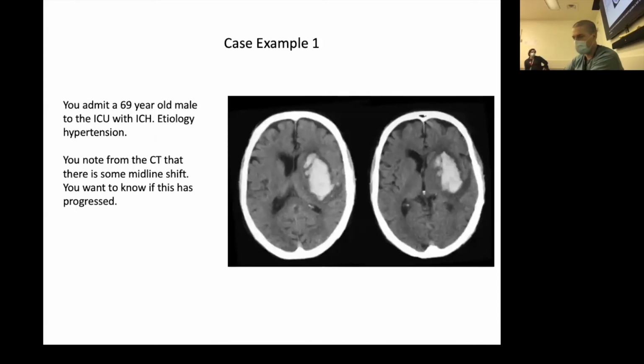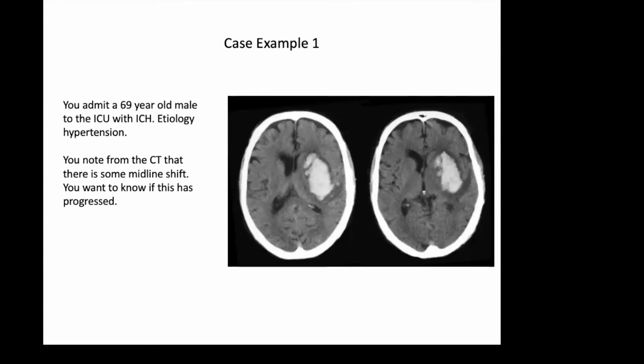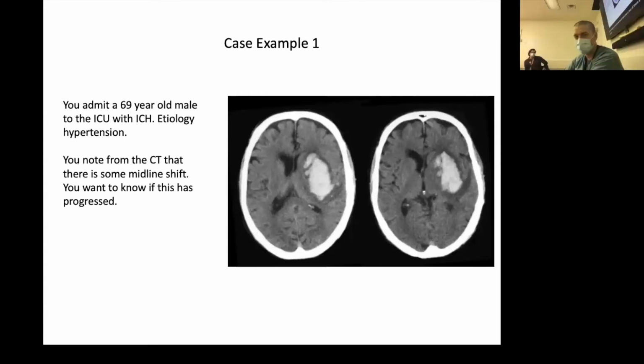So case example one, I'm sure we see at least one or two of these a day. 69-year-old male admitted to ICU with intracranial hemorrhage. Etiology, as it always is, hypertension. And you note on the CT that there is some midline shift, and you are curious if that midline shift has progressed, okay? So again, this comes back to, can I identify the structures that are important that identify the midline, right? The demonic Mickey Mouse and the cheeseburger.